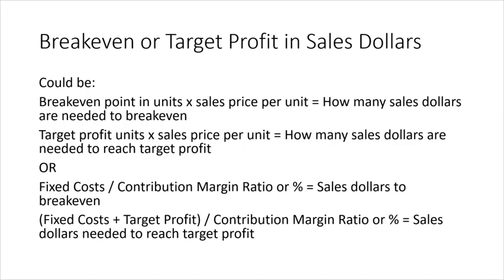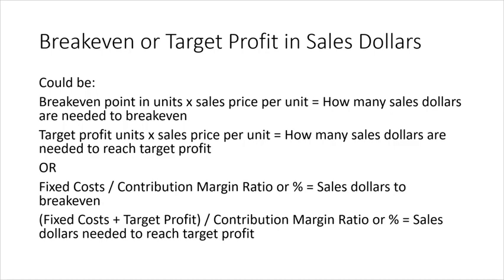You could take your target profit units. If you've already calculated the number of units you needed to get to your target profit, you just take the answer you got earlier and multiply by the sales price per unit.